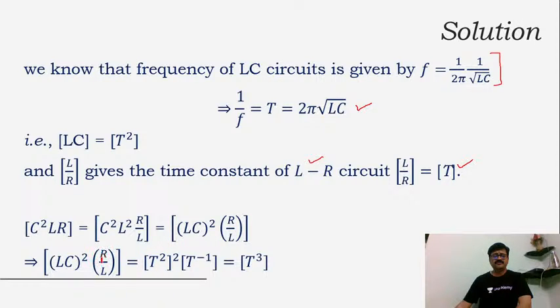Then dimension of R by L is what? Reciprocal of L by R. Hence it is T raised to minus 1. So therefore I'll get this as what? T cube. Is it not? So I'll get the dimension as M raised to 0, L raised to 0, T raised to 3, okay, and A raised to 0. Now this is the dimension that we are supposed to find. So we have found that. Fine.